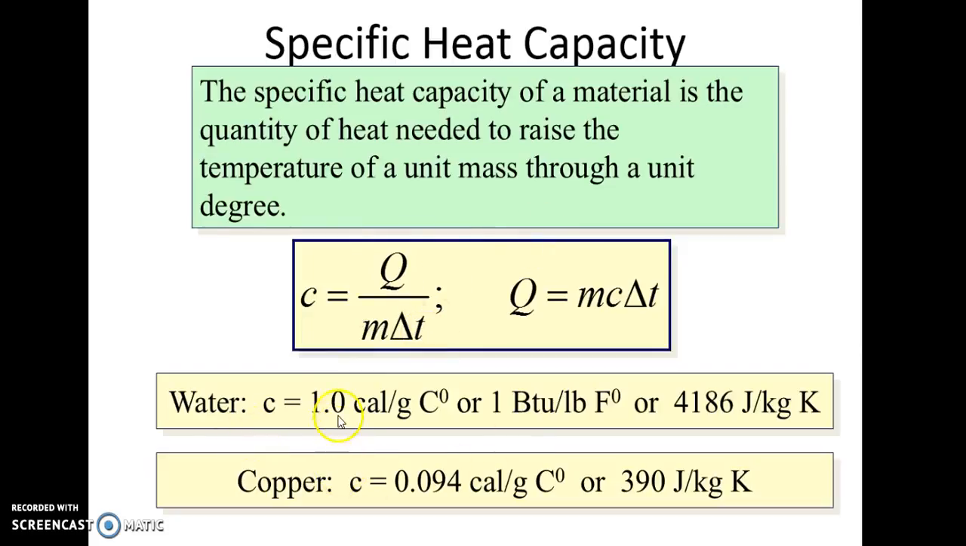So in this case, water is 1 calorie per gram per degree, or 1 BTU per pound per Fahrenheit degree, or 4,186 joules per kilogram per degree. And then in copper, we have C equals 0.094 calories per gram per degree, or 390 joules per kilogram per degree. So these are all different specific heats in order to raise 1 unit mass by 1 degree.